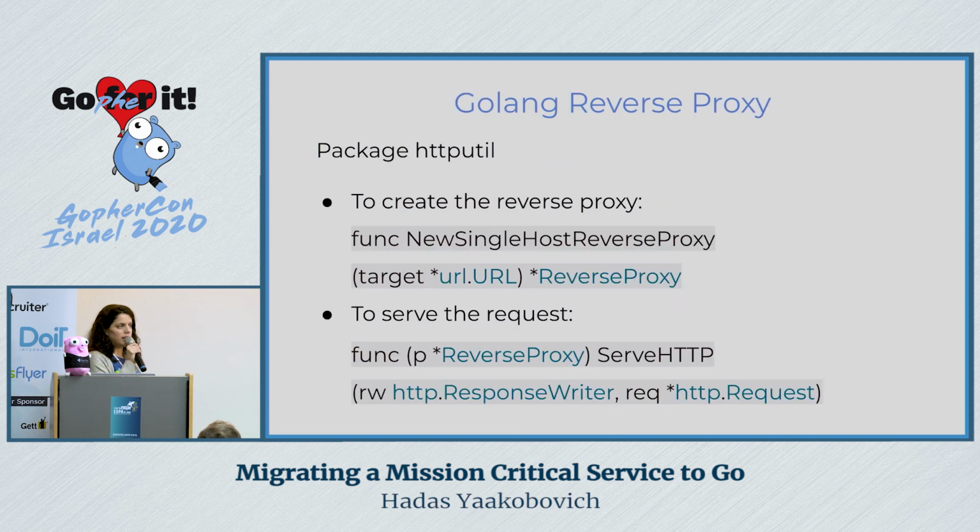Now let's view exactly how simple using Go's reverse proxy is. All you need to do is to import package httputil and just use 2 lines of code. In order to create the reverse proxy, you just need to call NewSingleHostReverseProxy. And in order to serve the request, you need to call the ServeHTTP function on the proxy. It's really that simple. You use these 2 lines of code, and you have a scalable and working proxy which streams the data through it.